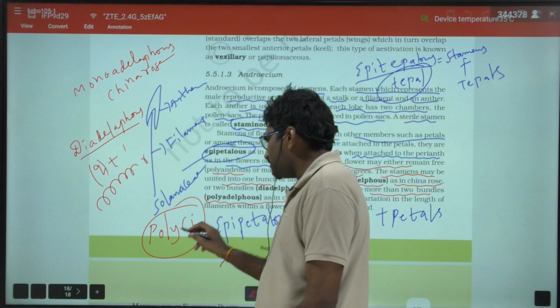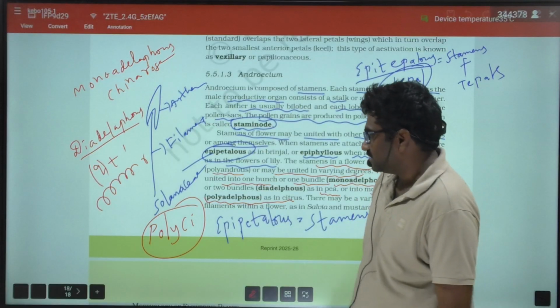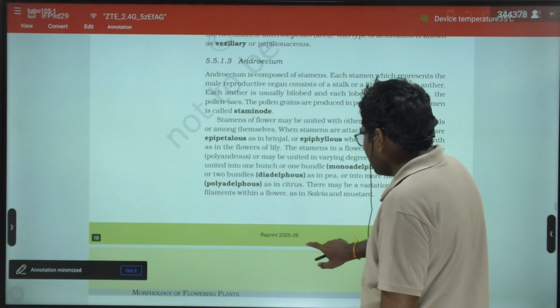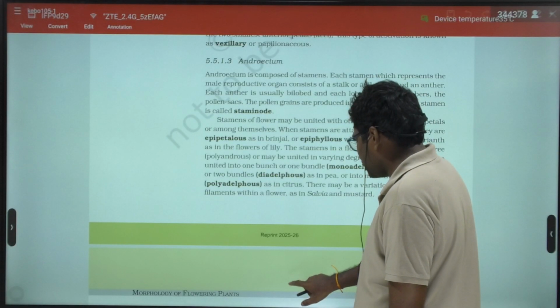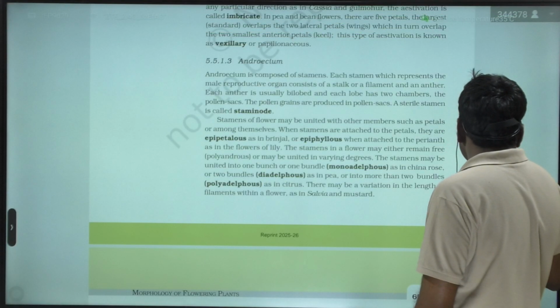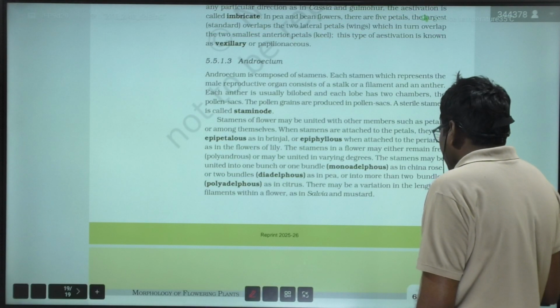So polyadelphous, and C means citrus. Another very important thing: this question was also asked in 2025.